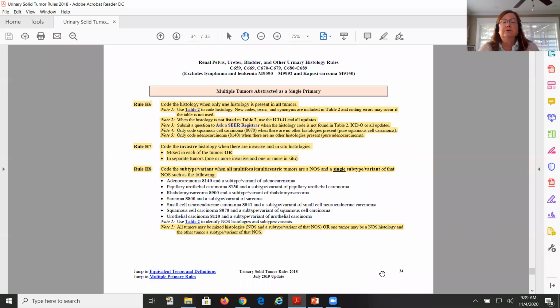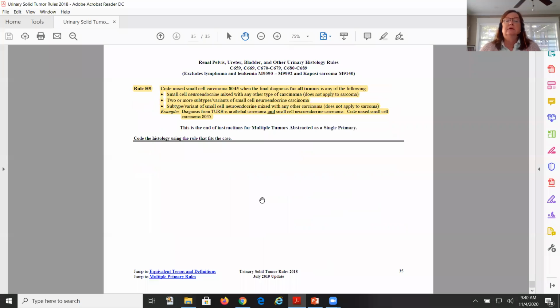H8, code the subtype variant when all multifocal or multicentric tumors are a NOS and a subtype variant of that NOS. And here are several examples. All tumors may be mixed histologies, or one tumor may be an NOS histology and the other tumor may be a subtype variant of that NOS.